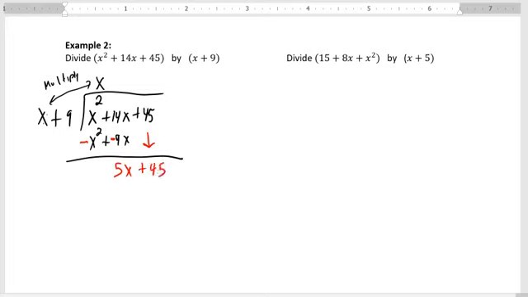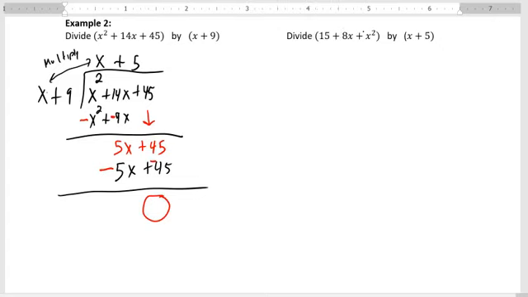And now we ask ourselves, what do I need to multiply the x to get a 5x? And that would be a plus 5. So we get a 5x plus 45. We're going to change our signs because we're subtracting. And that's going to give us a remainder of 0. So let's try the next example.